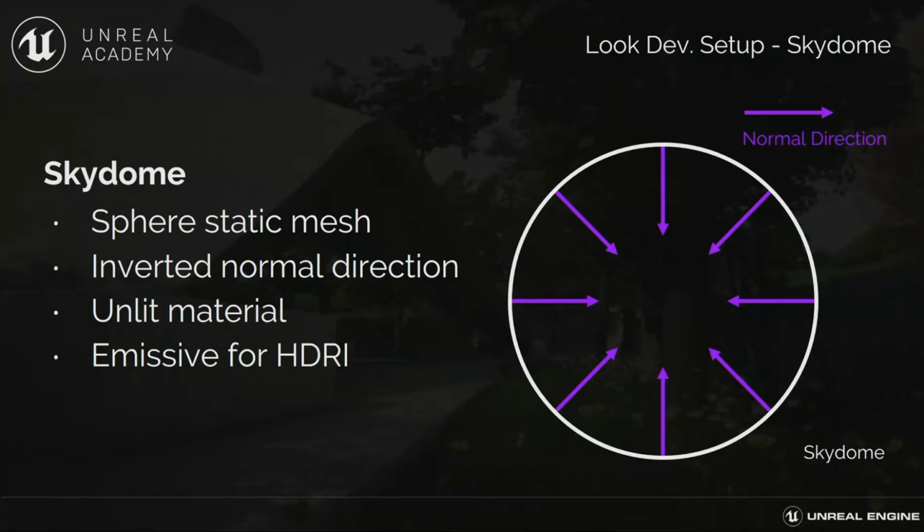Second, we want to set it up as an unlit material. No lighting or shadow will be cast by this sky dome. Last, you want to plug in the high dynamic range image, which will have a full range of the image so that we can take advantage of the multi-exposure.